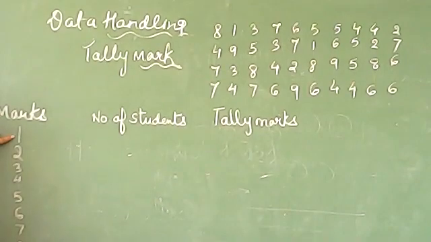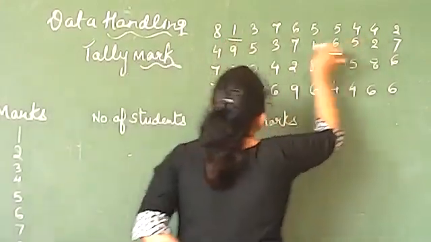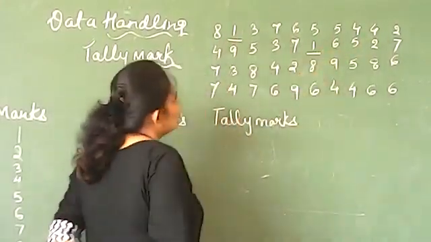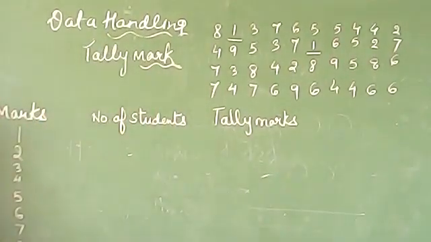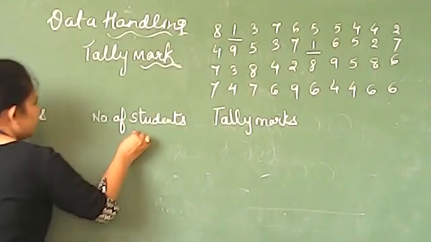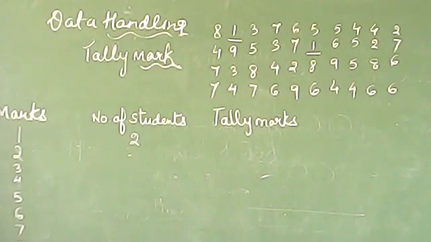सबसे पहले we will talk about marks, that is 1. Now look here, we have 1 here. We have this one also. It means in this whole category we have only 2 times 1 written. So number of students कितने हो गए जिनको मिला है 1 marks? 2. So we have written here 2.